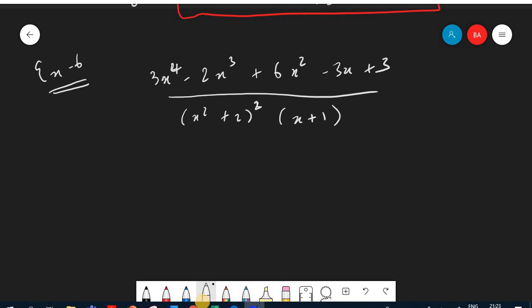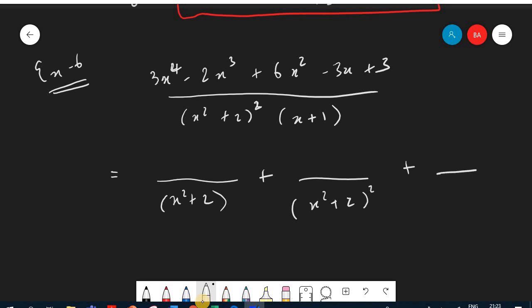So how to decompose that? At the bottom here we have x squared plus 2, plus another x squared plus 2 repeated, the whole thing squared, plus x plus 1. So this is what we have at the bottom. If you go to the top here, this should be ax plus b, because it's one order less.